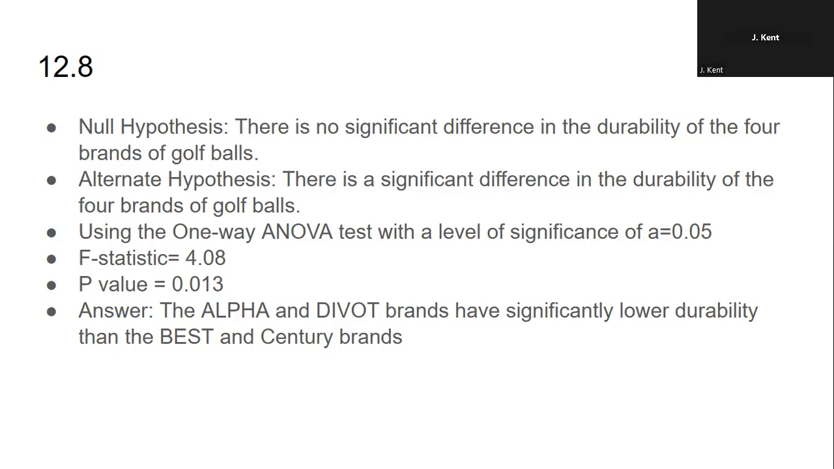First, we have our null hypothesis, which is there is no significant difference in the durability of the four golf balls. Then we have the alternative hypothesis, there is a significant difference in durability of the four brands of golf balls. So basically, I already did the results, but the test: we're trying to find out what the big difference is between the balls. We're using the one-way ANOVA test with a level of significance of 0.05.